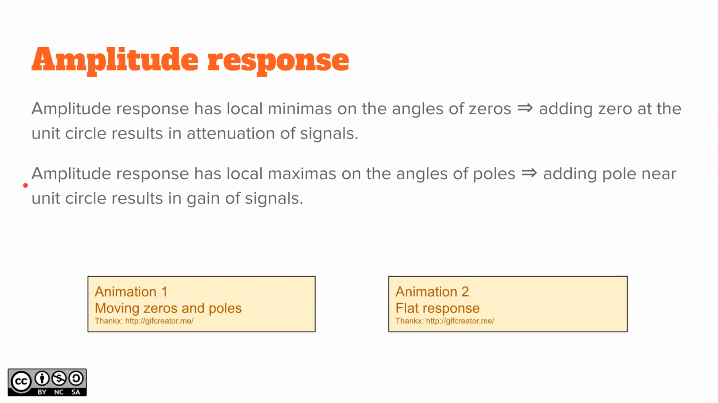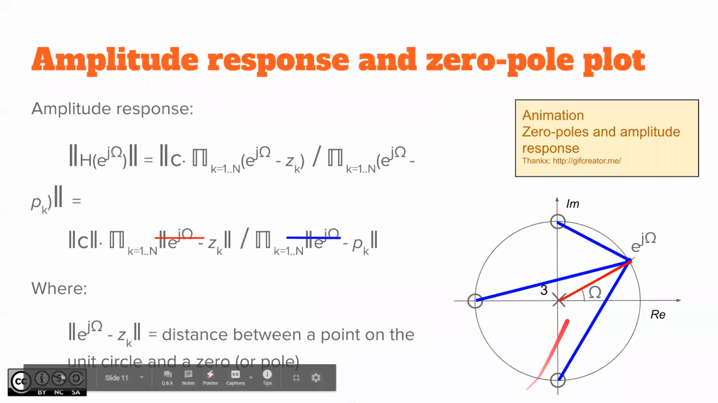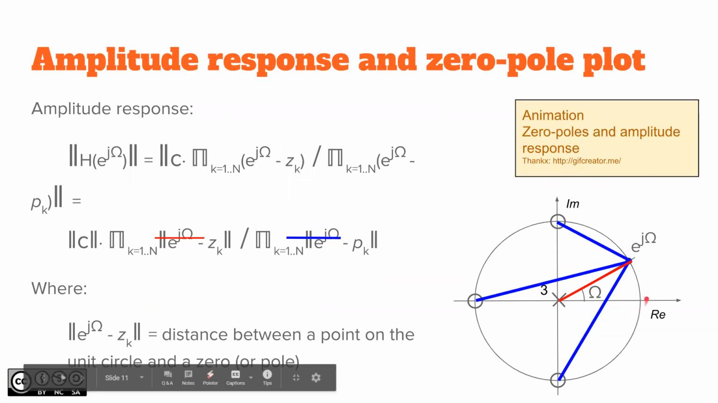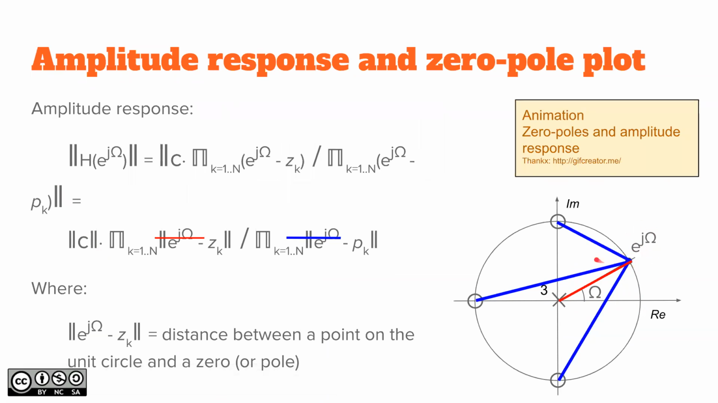Likewise, when you want to have a maximum, when you want to have local gain at some certain frequency range, then you can put a pole near the unit circle, and that results in a gain of signals on that. So if I take this pole close to the unit circle here, it would give a short distance at that point. Or here you take the pole and move it close. That will give you more gain at that angle.